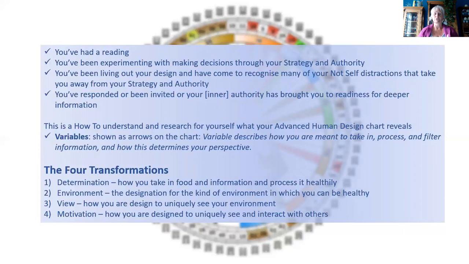And they come in this order: the determination, which is about how you take in food in order to properly nourish your body. It also relates to how you process information in a way that's healthy for your particular design. And then the environment, the kind of environment in which you can be healthy. The view, on the personality side, is how you're designed to uniquely see your environment, and the motivation, how you then see and interact with others, how you can share your outer authority with other people.